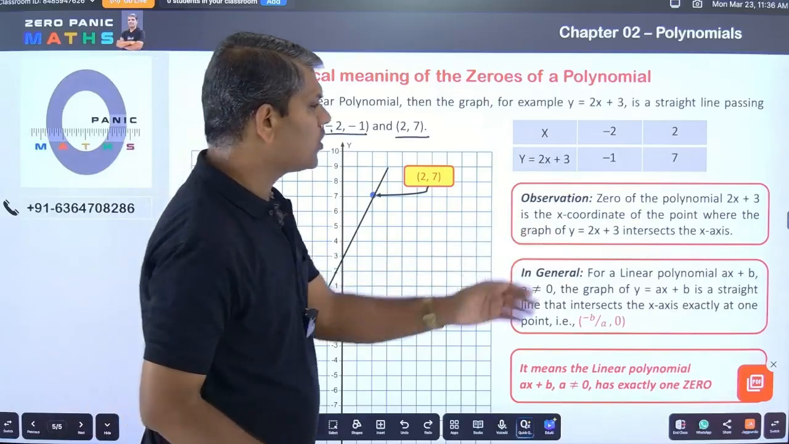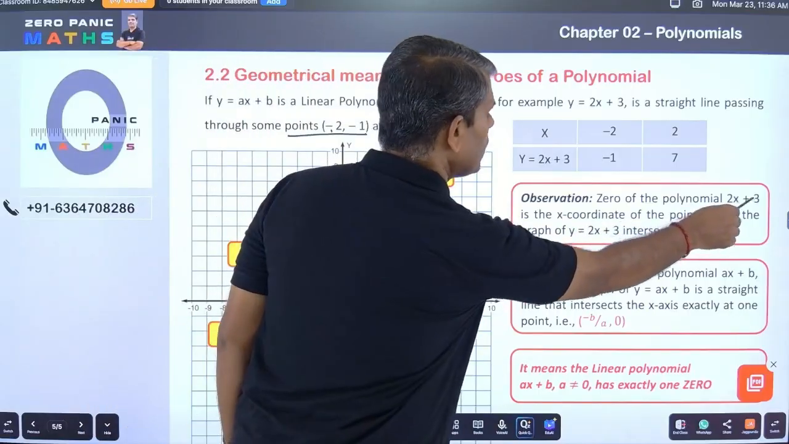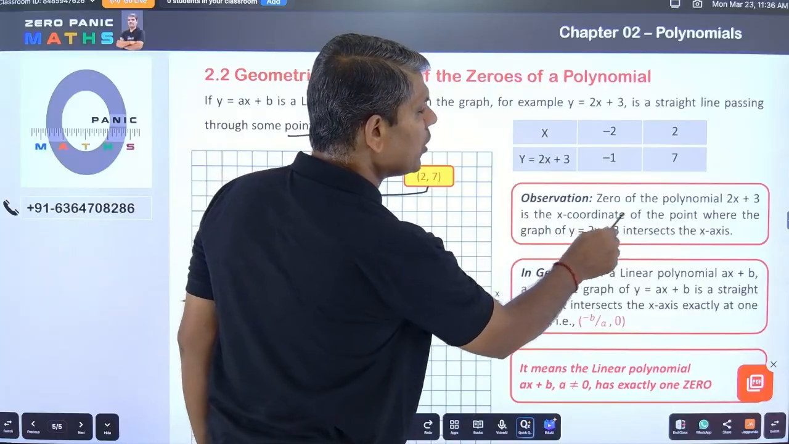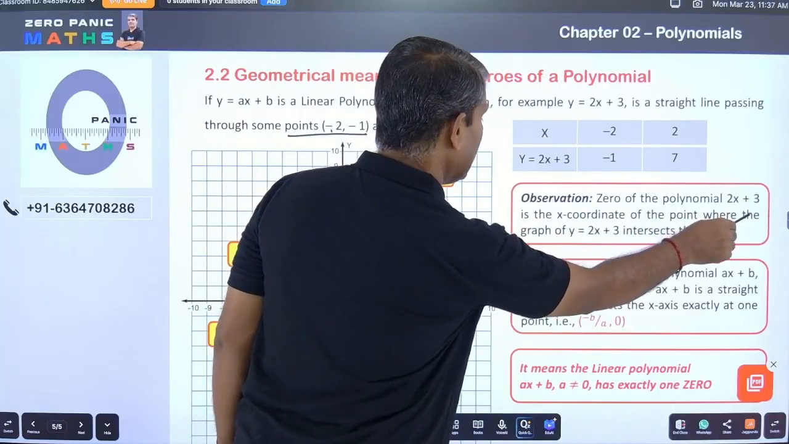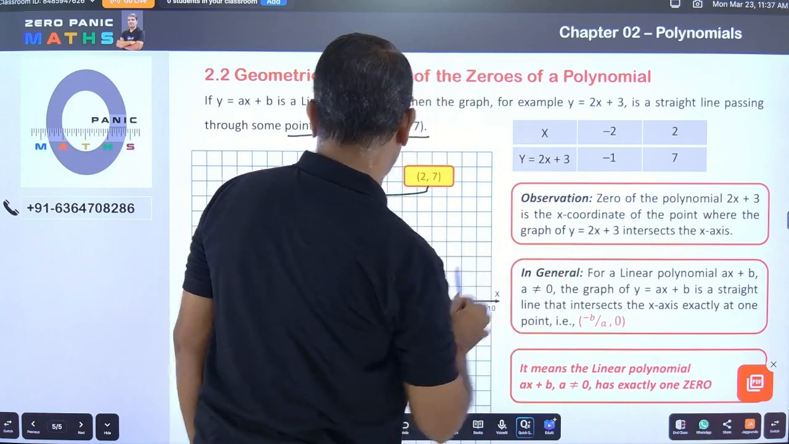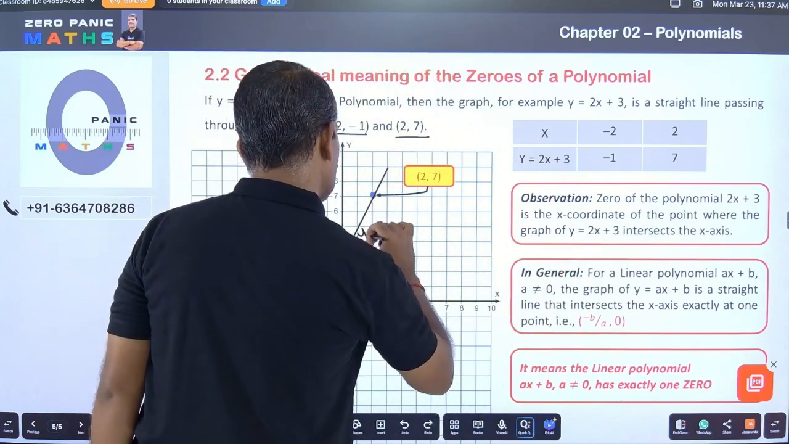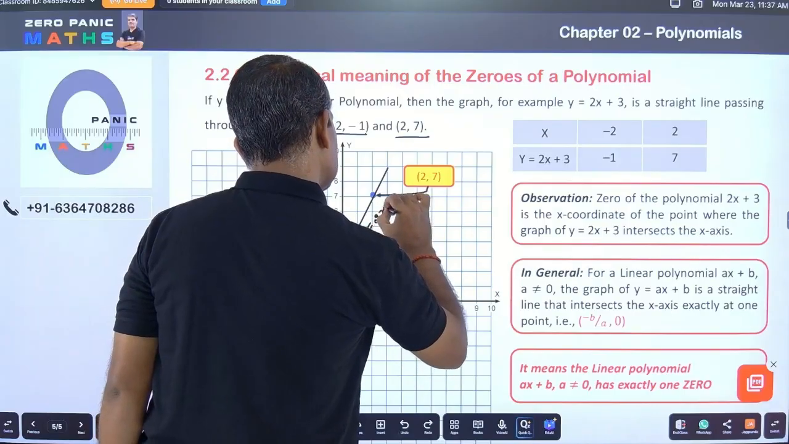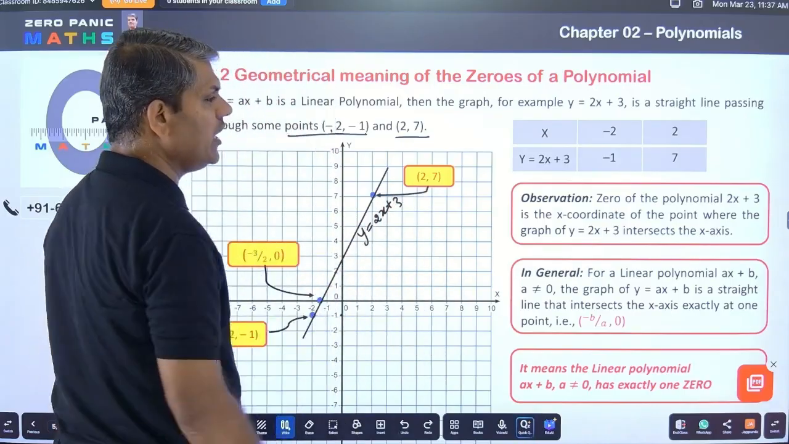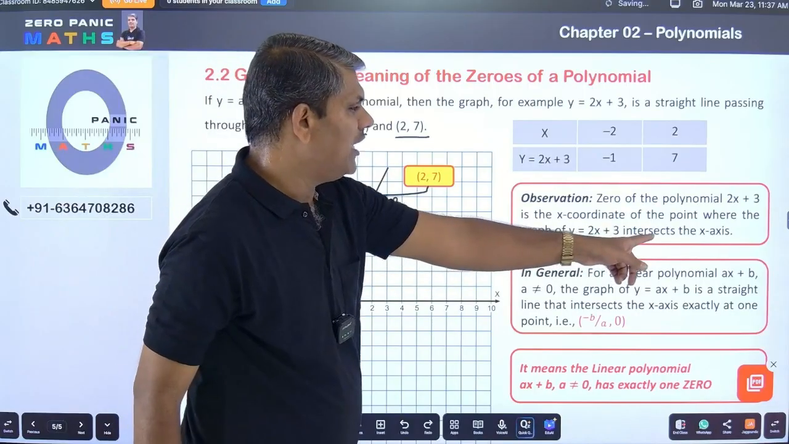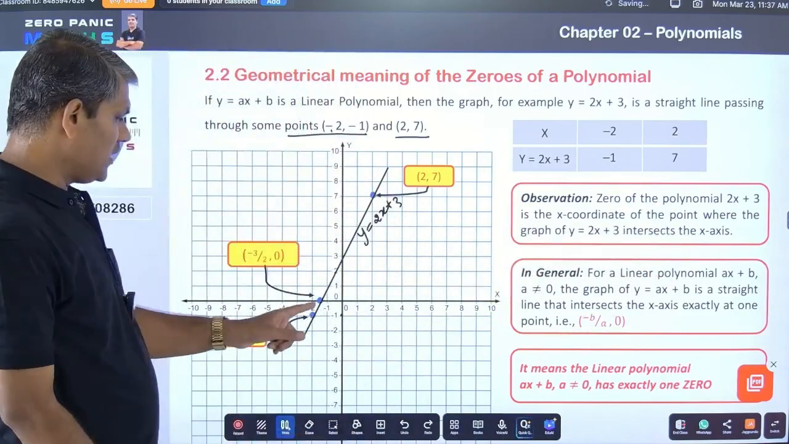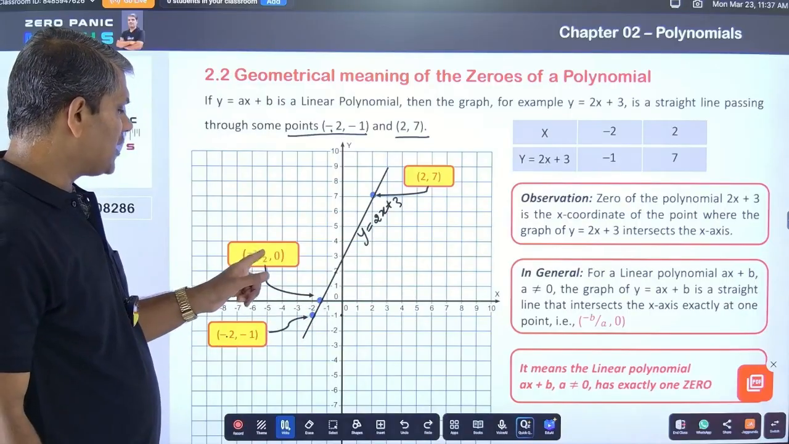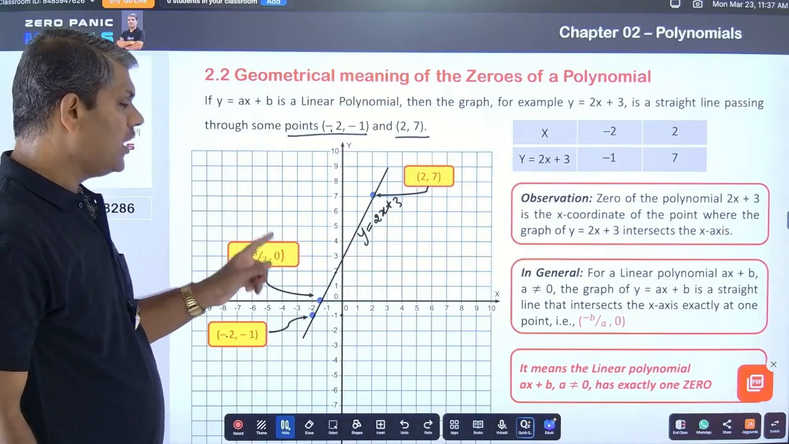So what are the observations? The zero of the polynomial 2x + 3 is the x coordinate of the point where the graph of y = 2x + 3 intersects the x-axis. So it is intersecting the x-axis at the point (-3/2, 0).